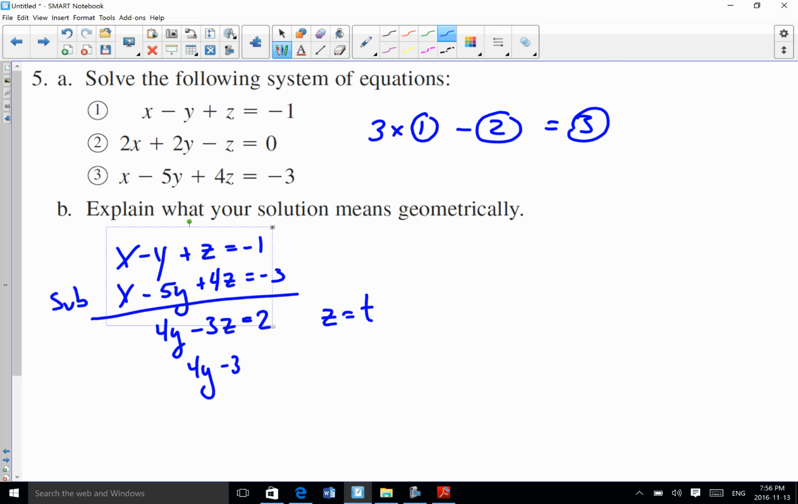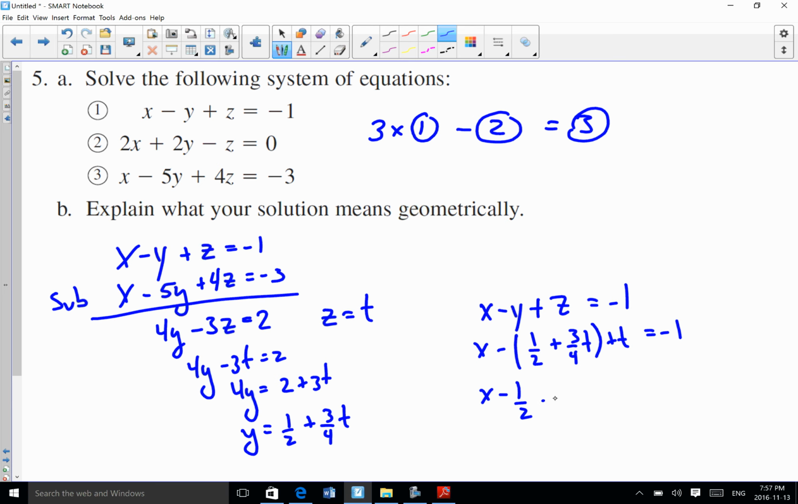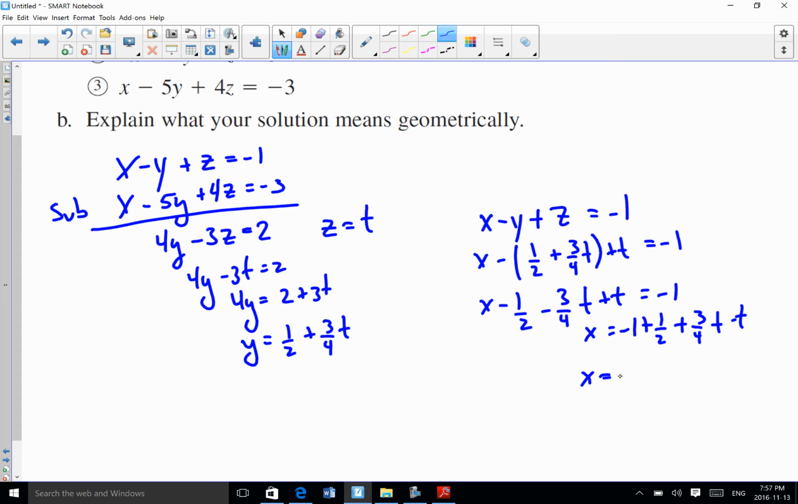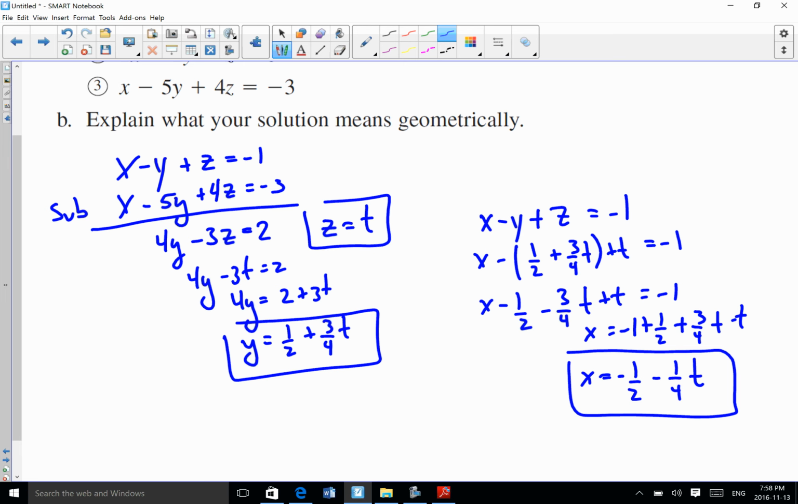Oops, not an equal sign there. Should be a minus sign. We'll get minus 1/2 minus 3/4 t plus t equals -1. So x is -1 plus 1/2 plus 3/4 t minus t. And if we collect it all up, we get x is -1/2 and minus 1/4 t. And now we have an expression for our line of intersection.